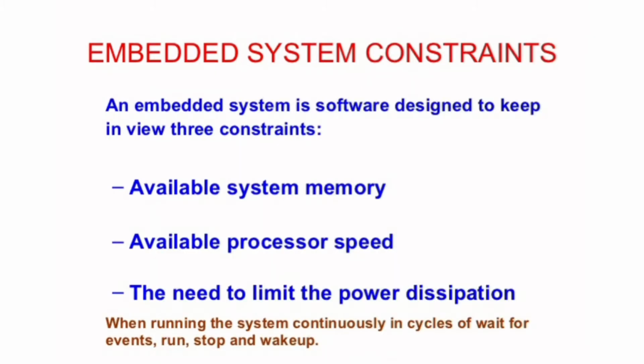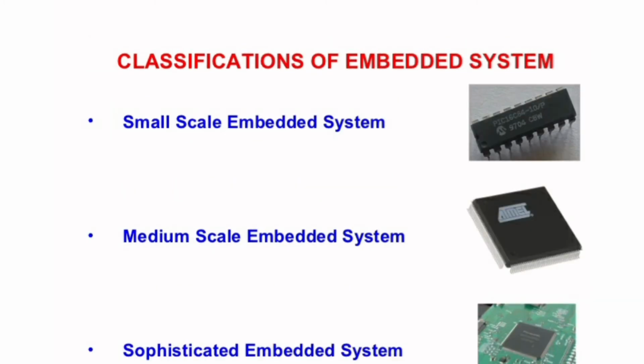Embedded system constraints. An embedded system is software designed to keep in view three constraints: available system memory, available processor speed, and the need to limit power dissipation, when running the system continuously in cycles of wait for events, run, stop and wake up. Embedded systems are classified into three categories: small scale, medium scale, and sophisticated embedded systems.